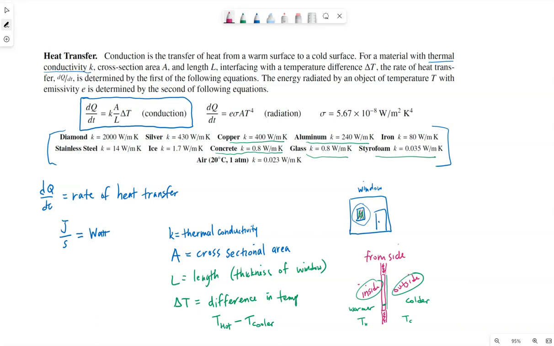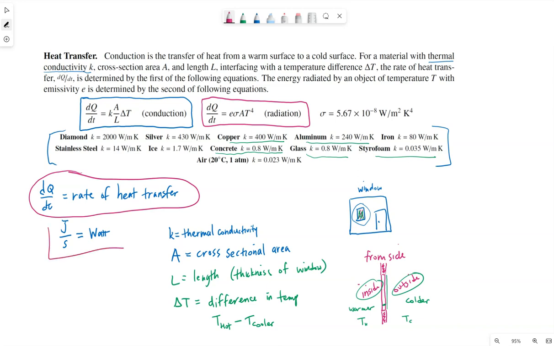Now the other equation we have is for radiation. Radiation, again, is electromagnetic waves. It's not the same thing as when we're talking about radiation therapy with cancer treatment or something like that. So it simply means electromagnetic waves. Again, we have a dQ/dt, the rate of the heat transfer. The units are joules per second or watts. e is called the emissivity. This is a number between 0 and 1.